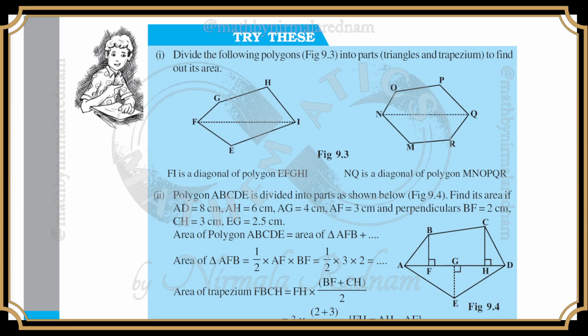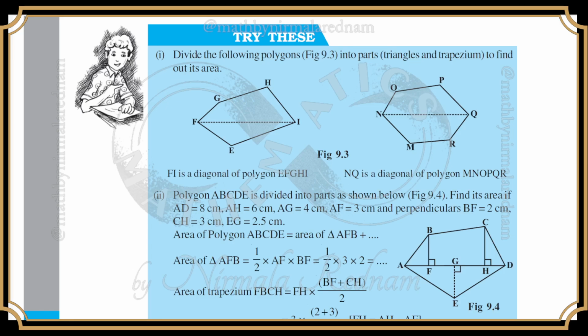In this video, we are going to discuss the sums from the exercise 9.1. We'll also look at the try these questions and the solved examples. In the previous video, we looked at the theory part where we figured out a way to find the area of any given polygon by segmenting it into different, known areas like a triangle, trapezium and so on. And that is one method of finding area of any given polygon.